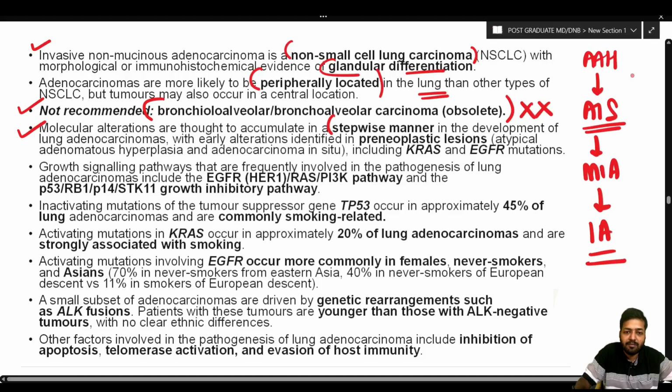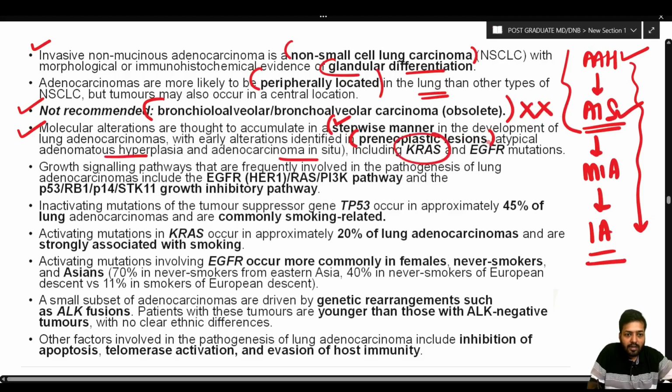So in a stepwise manner, all the mutations start to accumulate, and the frequency of these mutations will also increase as we move across this spectrum. Basically the molecular alterations accumulate in a stepwise manner in the development of lung adenocarcinoma, with early alterations identified in the pre-neoplastic lesions. These are the pre-neoplastic lesions, that is AAH and AIS, atypical adenomatous hyperplasia and adenocarcinoma in situ, including KRAS and EGFR.